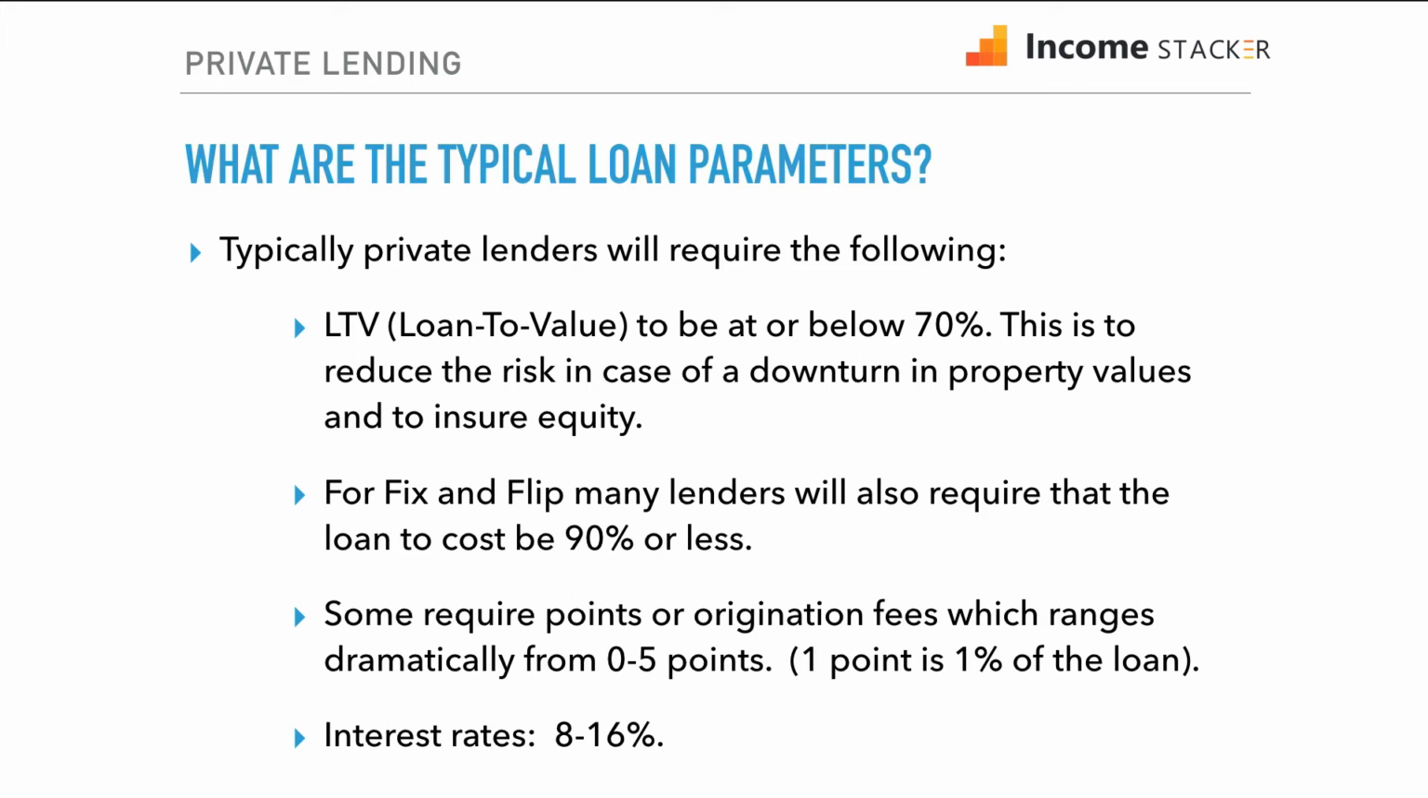So what are the typical loan parameters? Again, this varies widely in the industry, but this shows you what typically happens out there. Private lenders will require the following. One is a loan to value, or sometimes called the loan to after repaired value, to be at or below 70%. So for me, I'm usually 65%. I like to go up to 65%, not much higher. Sometimes I'll go up to 70 if it's a nice property in a nice area.